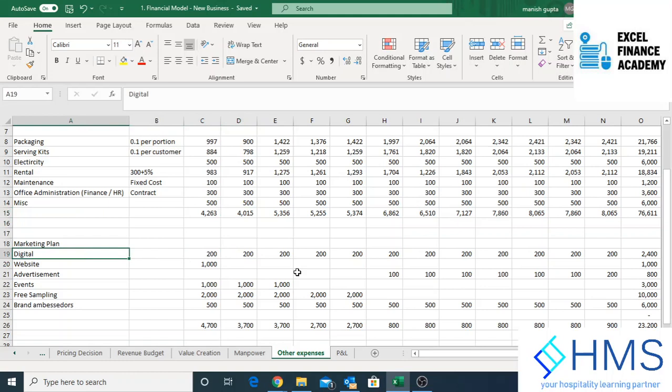So we brainstorm a little bit and say okay, we're gonna be doing digital, we have a website, we will do some advertisement, we will do some events, we share some free sampling, we hire a couple of brand ambassadors. In which month we're gonna spend, how much we're gonna spend. So we planned it for those months.